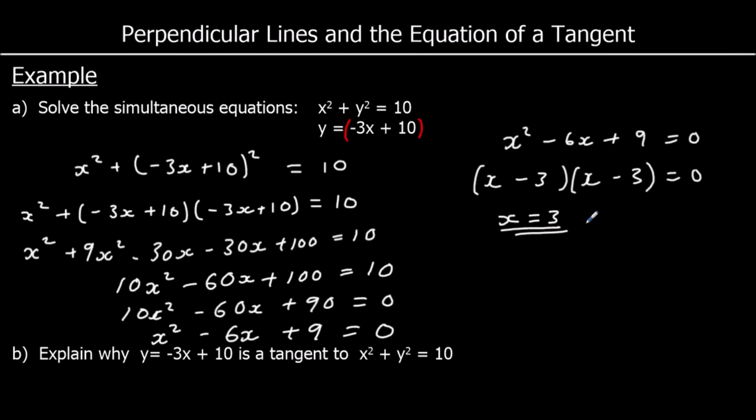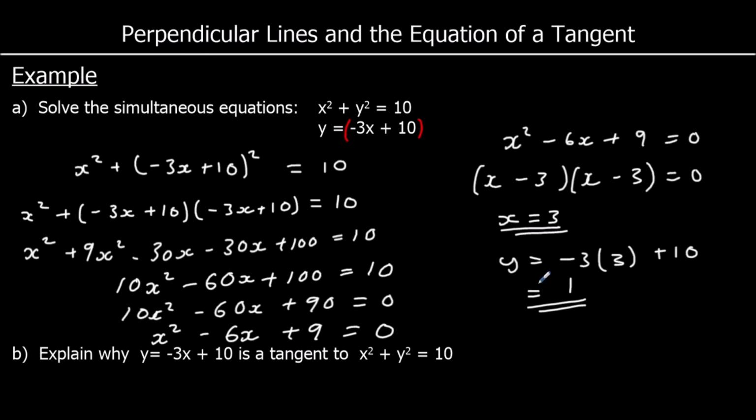If x is 3, there's only one answer. What's y? -3 threes plus 10. -9 plus 10 is 1. So the solution to these simultaneous equations is x is 3 and y is 1. Part B says, explain why y equals -3x plus 10 is a tangent to the circle.